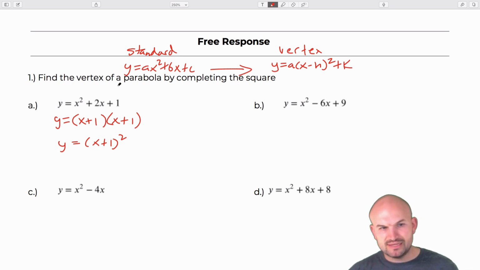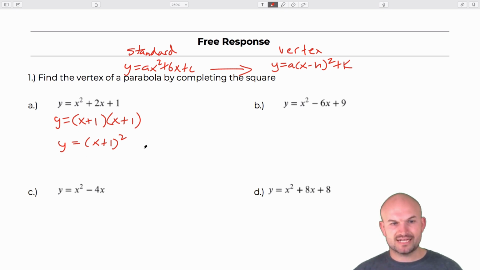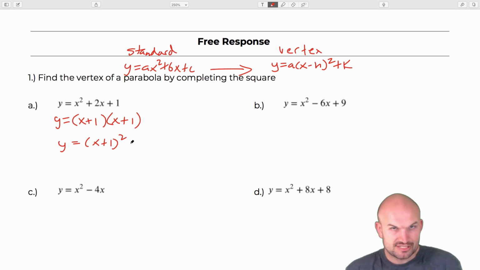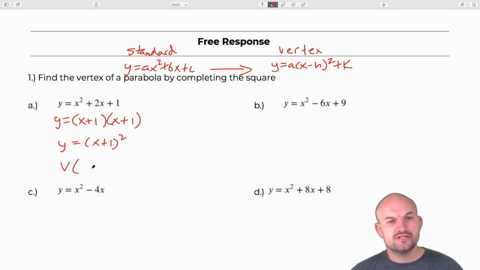You can see how that allowed us to write this as a binomial squared. Now, in terms of the vertex, we need whatever k is. Since there's nothing there, we can say 0. Therefore, our vertex is going to be -1, 0. Remember, it's x minus h, so the vertex is h, k.